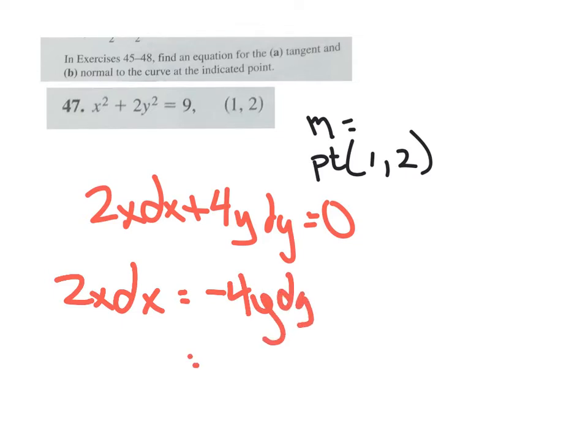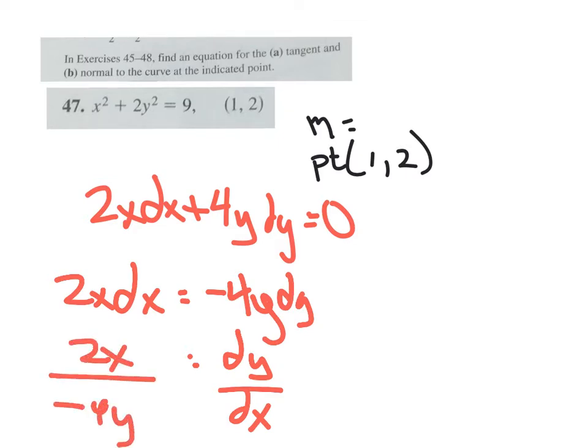And so if I get that dy/dx that I'm seeking, I'm going to find that it's going to be 2x over a negative 4y, which is ultimately a negative x over 2y. Okay, so that's my slope.